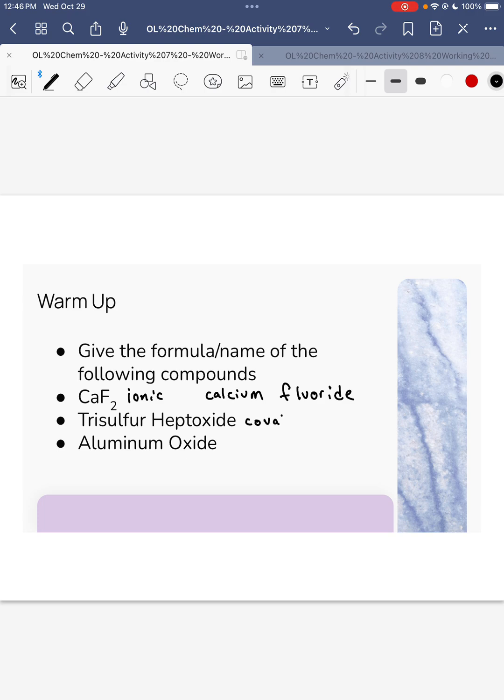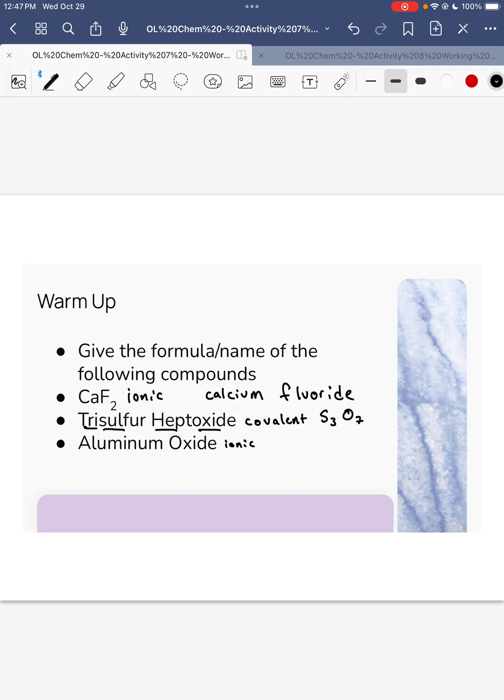The second one is covalent, hence the reason why there are prefixes. I have trisulfur heptoxide. So trisulfur tells me that I have S3. Heptoxide tells me that I have O7. So that's my formula. Lastly, I have another ionic compound, aluminum oxide.